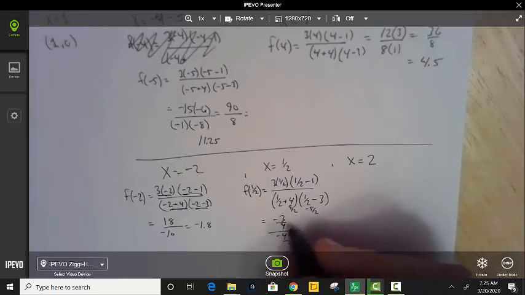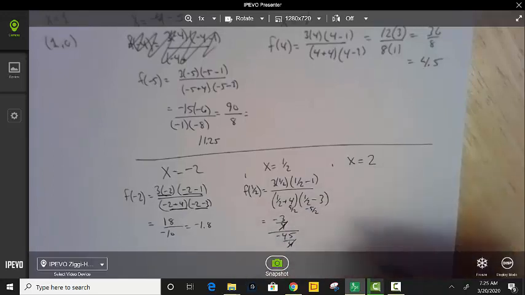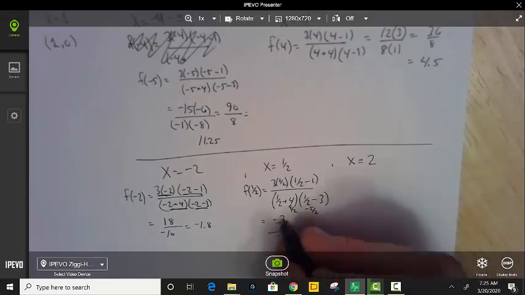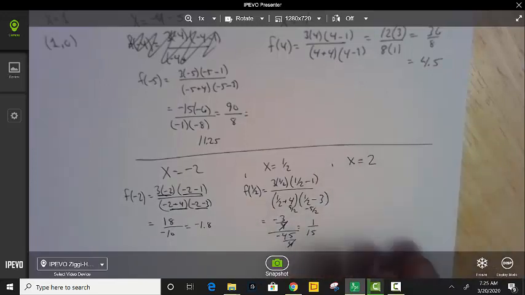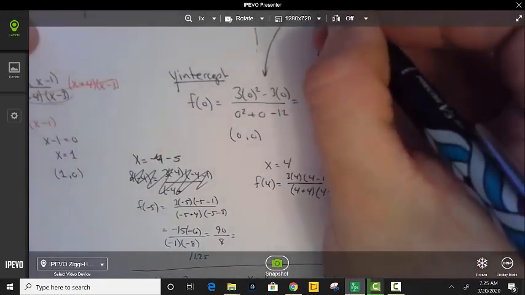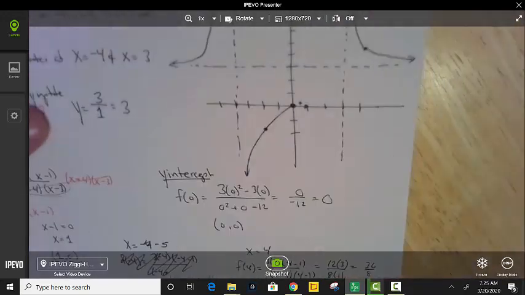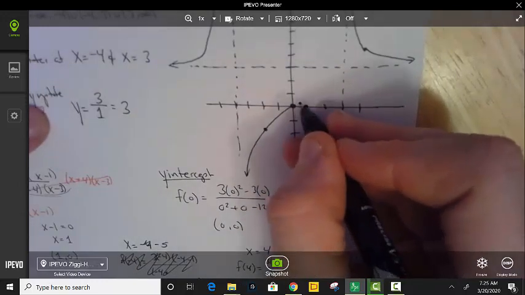Now here's a convenient thing. Since the denominators are the same, that cancels. And then 3 and 45 reduce to 1/15. Okay, so 1/15 is going to be just a decimal that's slightly above 0. So at 1/2 we get 1/15.